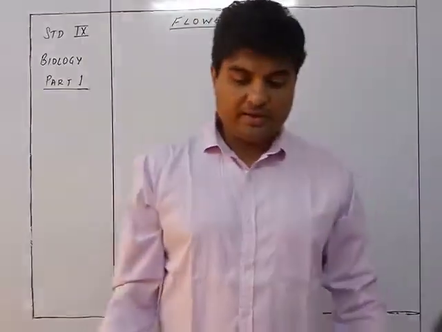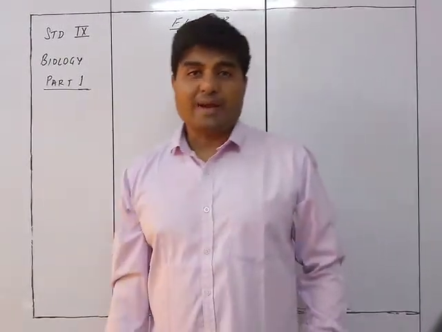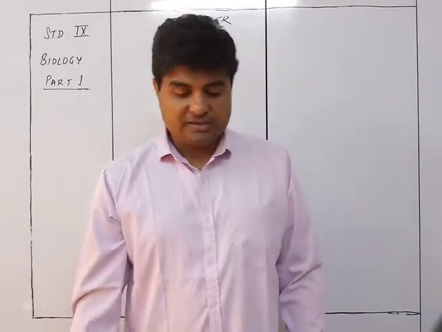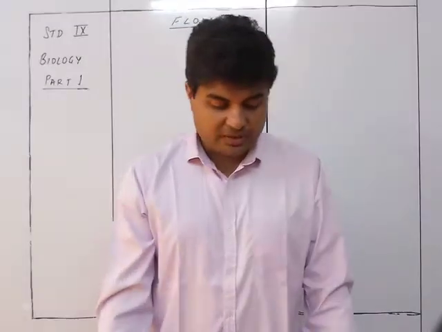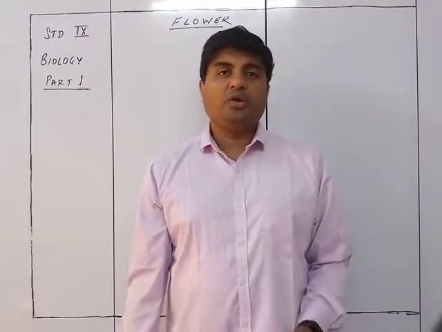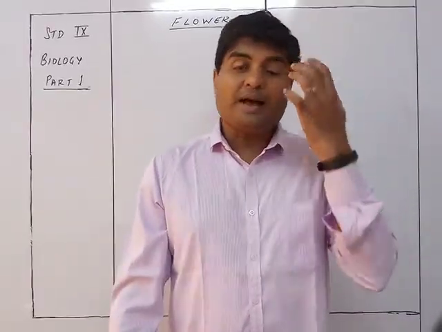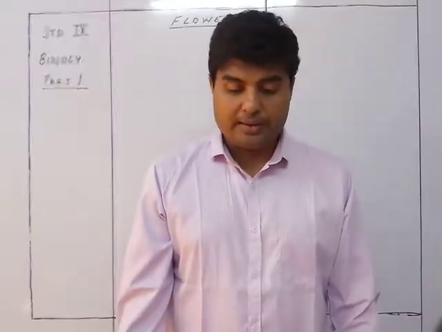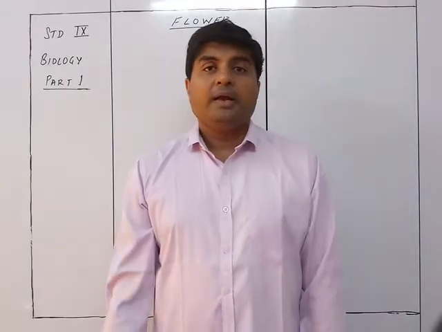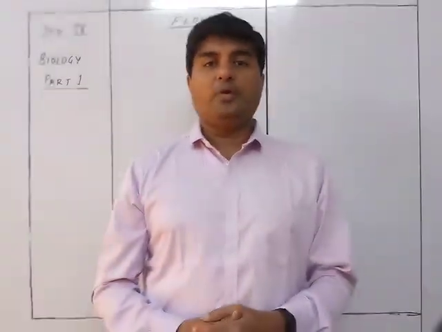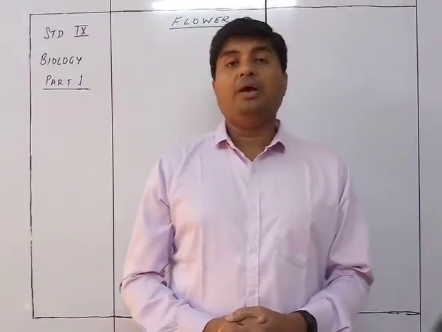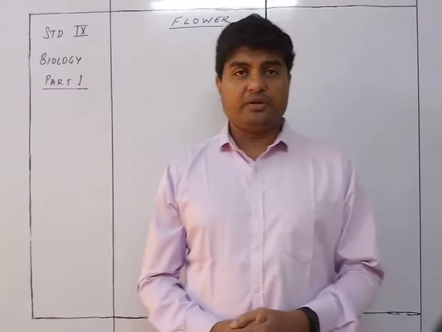Hello everybody, we now start with the next chapter in ICSE Standard 9th Biology, that is the flower. That's the fourth chapter of the textbook. We know that plants can reproduce by both methods, asexual as well as sexual. In asexual reproduction, they do it through modified roots, modified stems or leaves, or maybe artificial propagation.